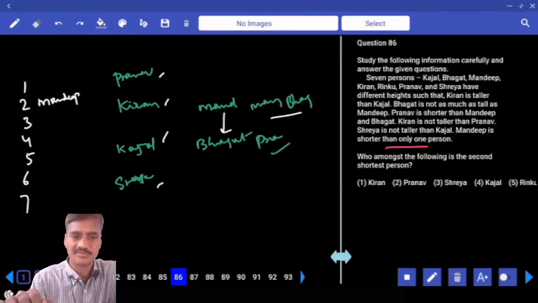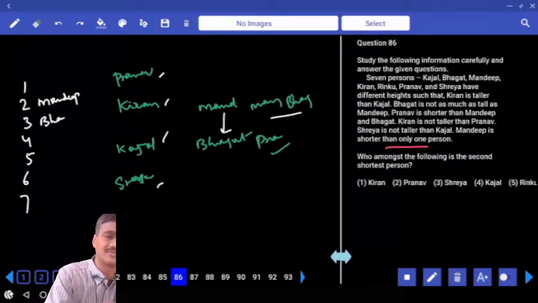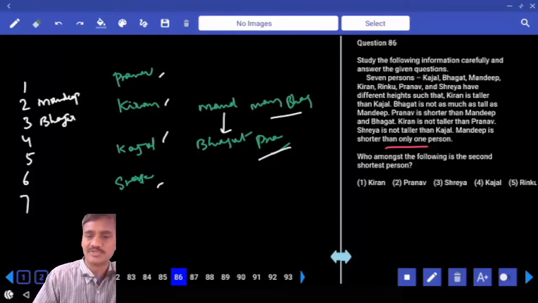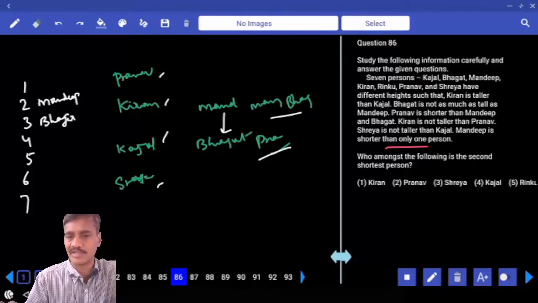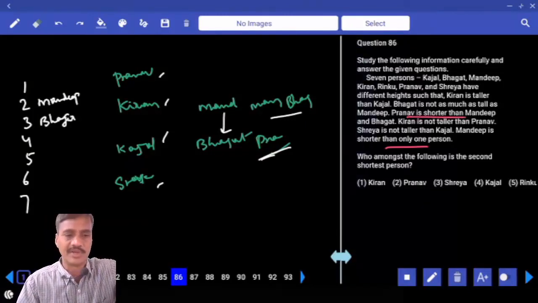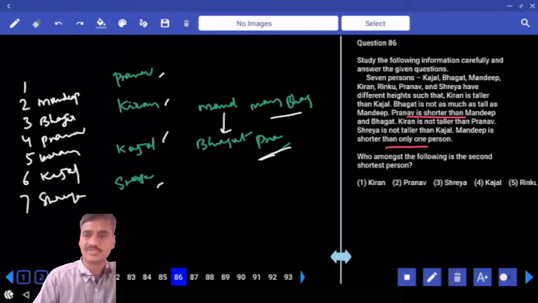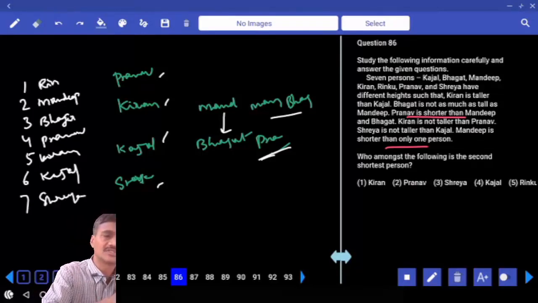Bhagat is lesser than Mandip, so can you take Bhagat at this place? Then the remaining persons are Pranav, Kiran, Kajal, Shreya. Pranav is shorter than Mandip, hence Pranav must be at this place. If Pranav is here, Kiran is here, Kajal is here, then Shreya is here. The person after is Rinku. Now Rinku must be the tallest among these 7.